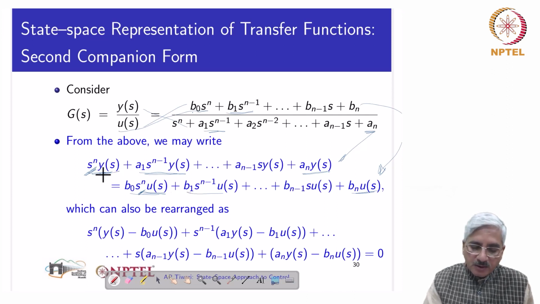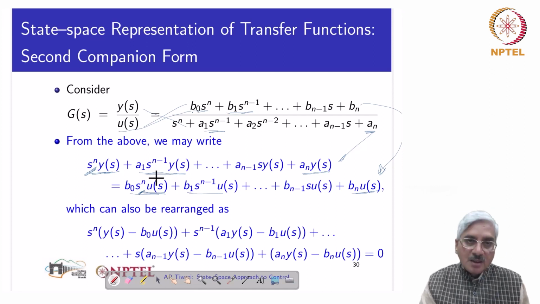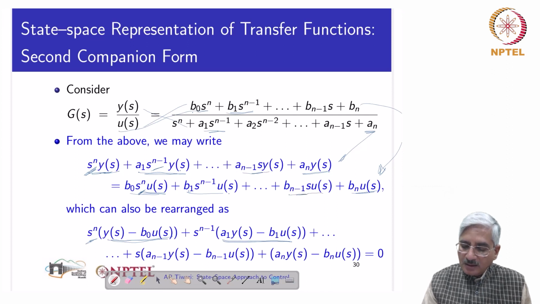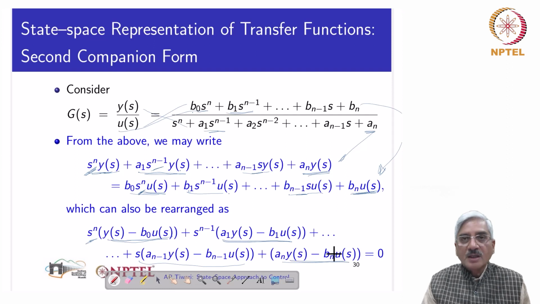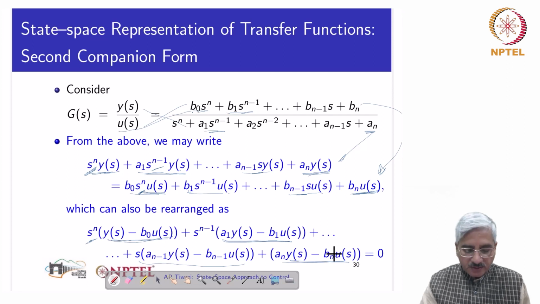By taking all these terms to the left, we take the terms containing identical power of s together. So we have s^n Y(s) minus b0 U(s), and s^(n-1) with a1 Y(s) and b1 U(s) taken together here, and so on. Like this, a(n-1) Y(s) and b(n-1) s U(s) are taken here. And the last one, bn U(s) and an Y(s), are taken here. So this is the way the transfer function is rearranged after cross multiplication.